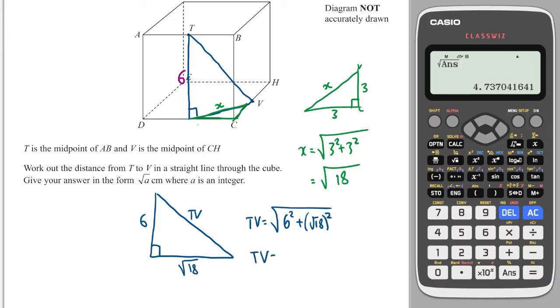So TV is equal to the square root of 36, which is 6 squared, and then root 18 squared, well, the square and the root will cancel, so it's just 18. So 18 plus 36 is 54. And it wants it just like that, in that form, so I'm just going to leave it just like that. Perfect.